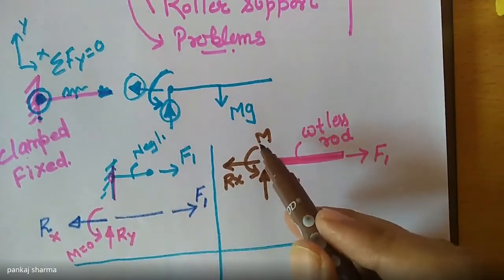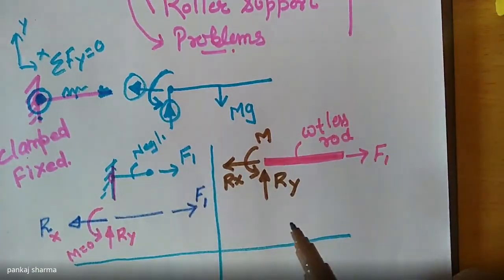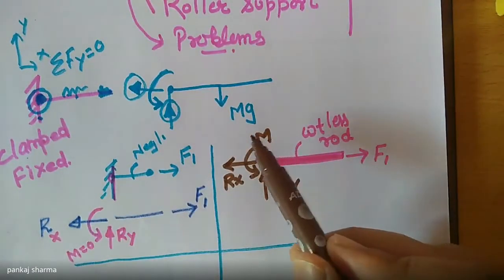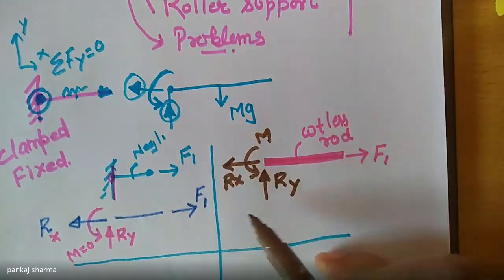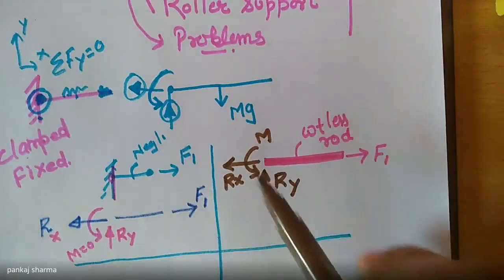These are provided by the clamp to this beam. And what are the values? The values depend on the type of external force, the value of external force.